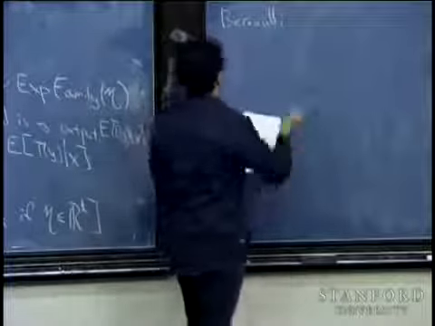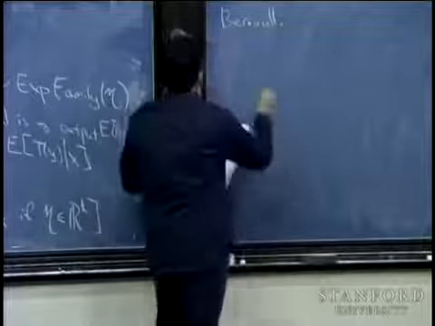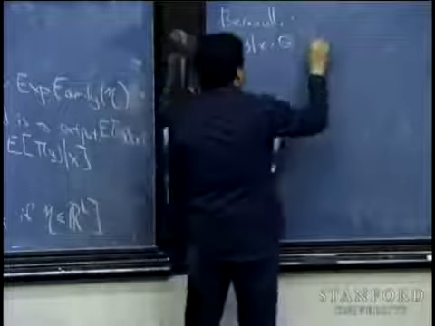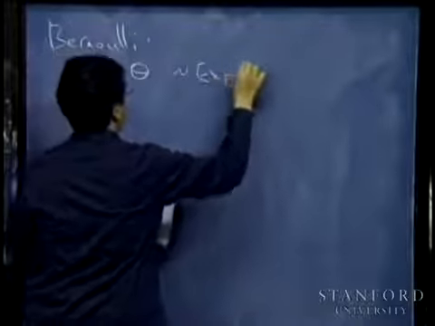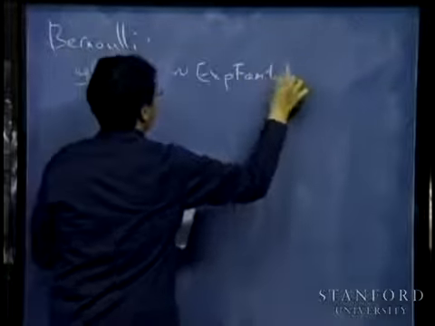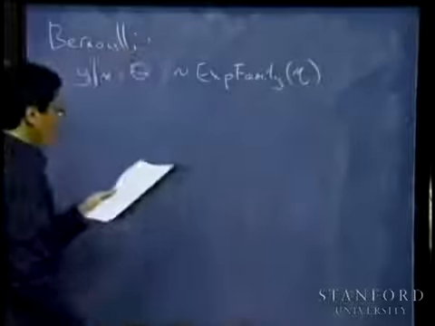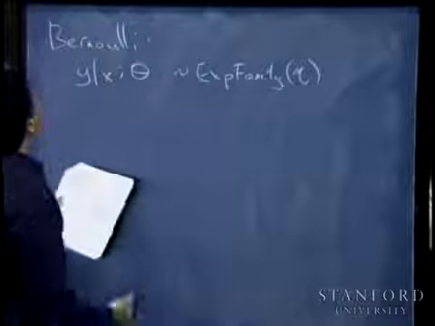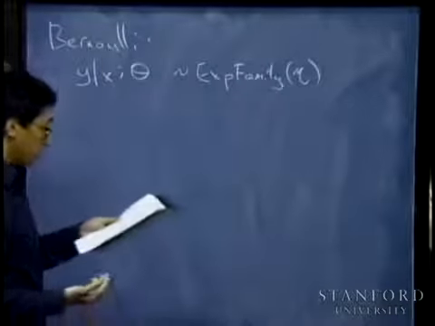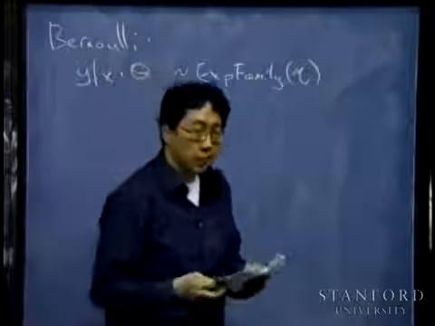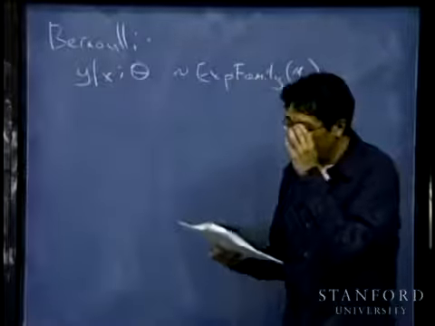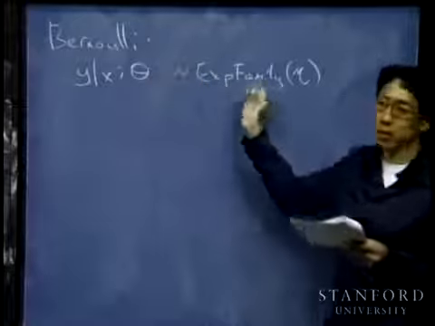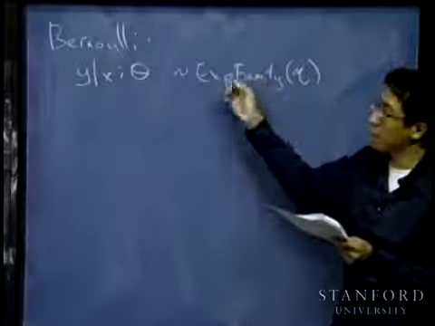So let's work through the Bernoulli example. We assume y given x parameterized by theta is distributed exponential family with natural parameter eta. And for the Bernoulli distribution, I'm going to choose A, B, and T to be the specific forms that cause this exponential family to become the Bernoulli distribution. Right? So this is the first example we worked through just now.